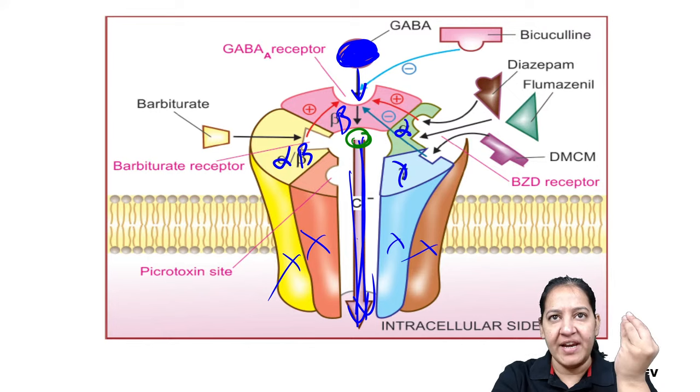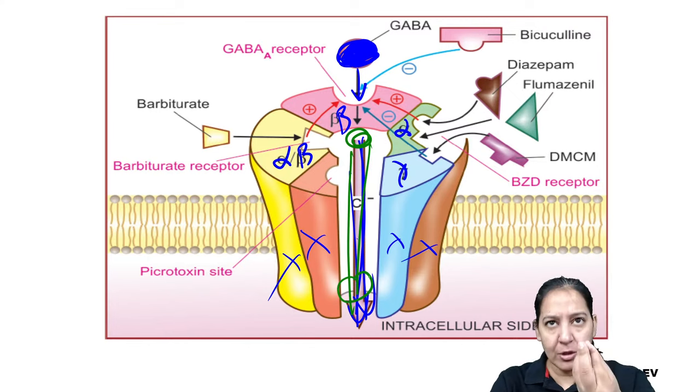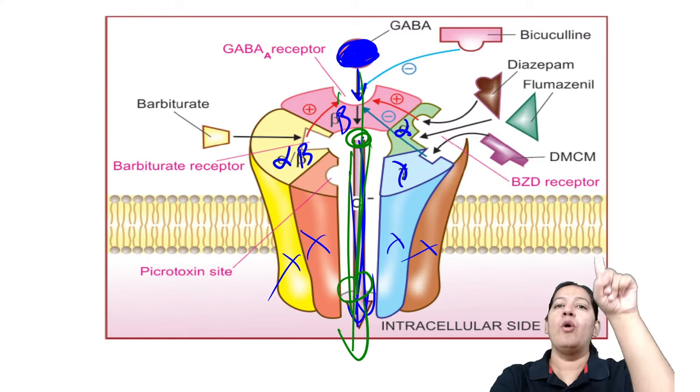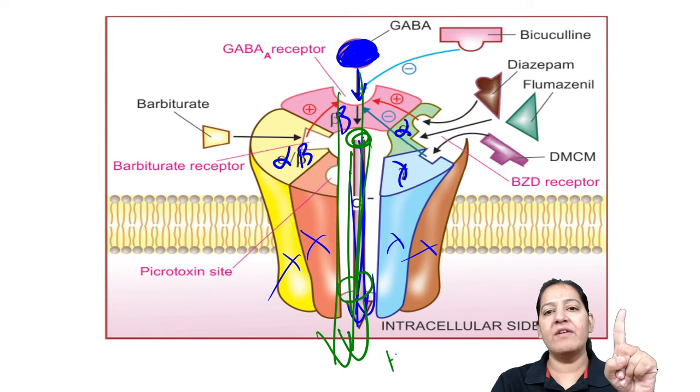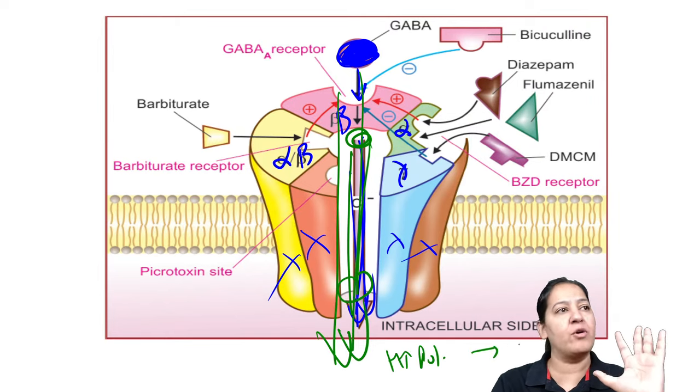Because of this action, the chloride channel will open up. Because the chloride channel will open, more and more chloride will go inside. Because the chloride will go inside, it will cause hyperpolarization of the neuron. That will cause inhibition of the neuron.